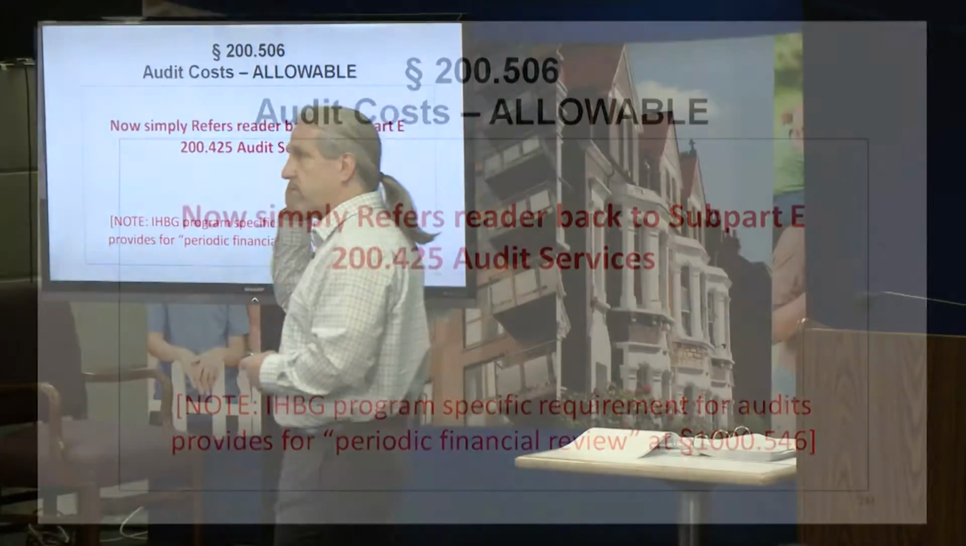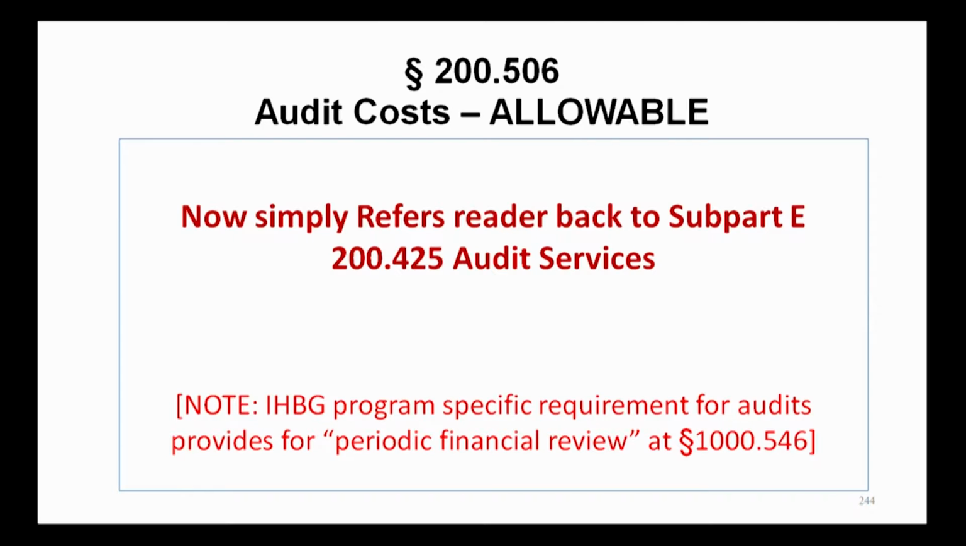So, 506. Remember yesterday we were talking about allowable cost for audits, and so that's located at 425 in subpart E on the cost principles. So that came from A130, the former A133. So now when you get to this section in subpart F on allowable costs for audit, it simply refers you back to subpart E at 425.